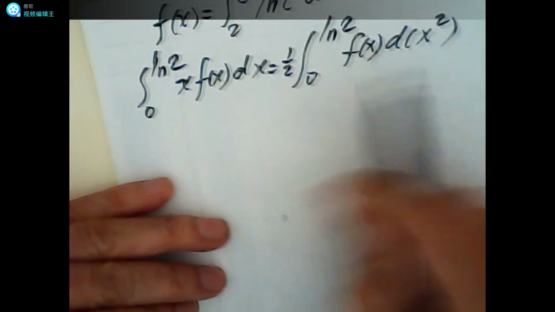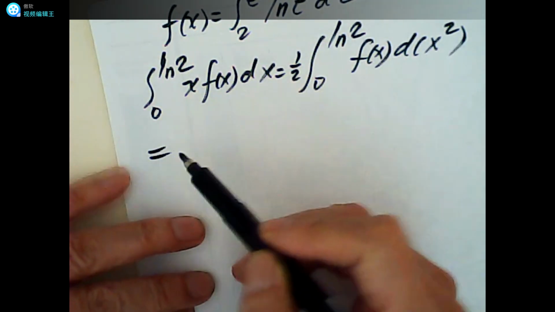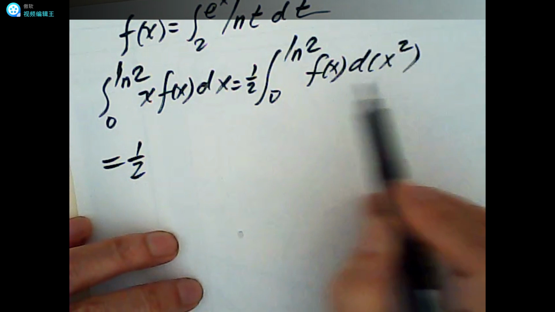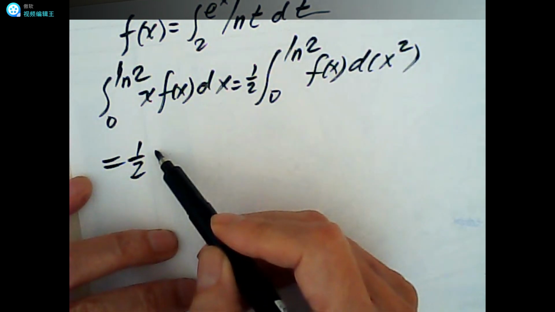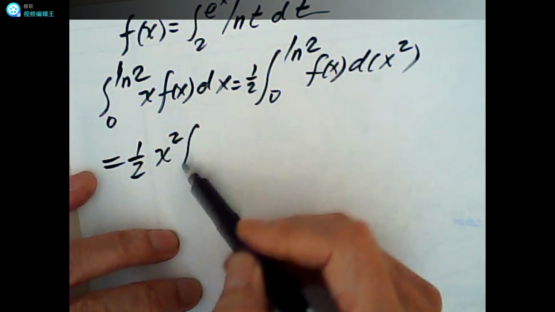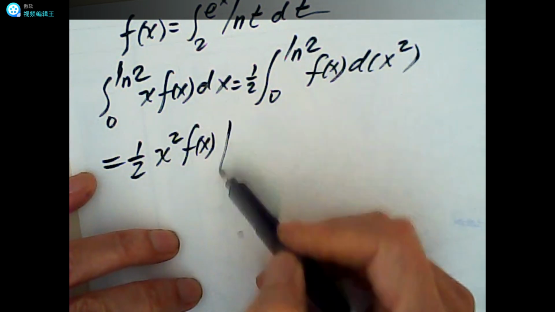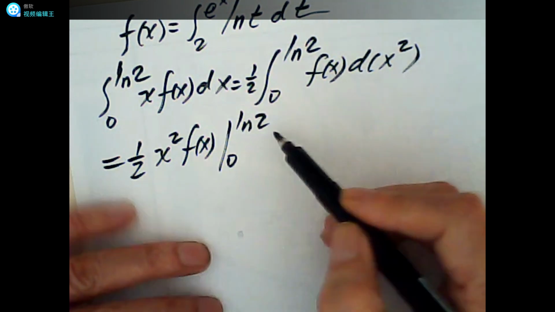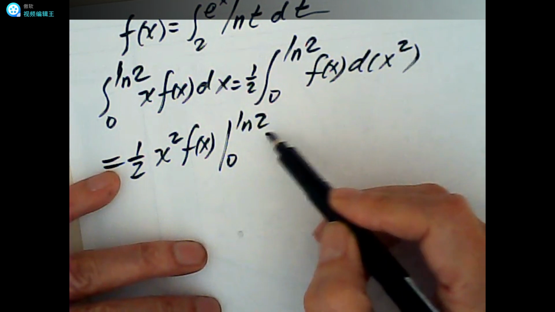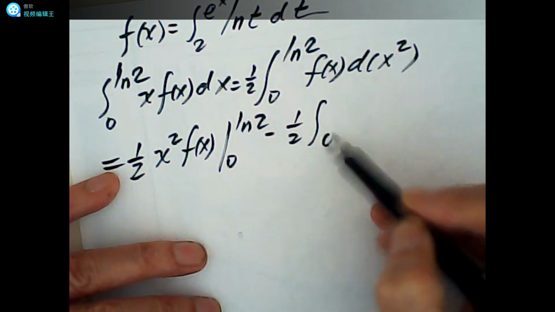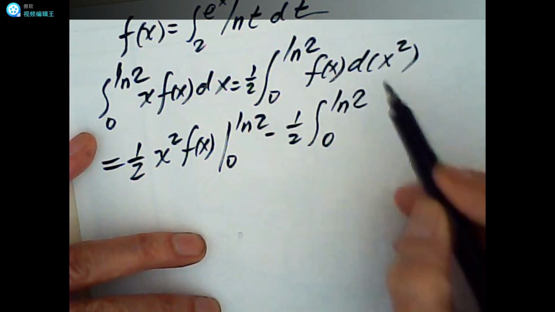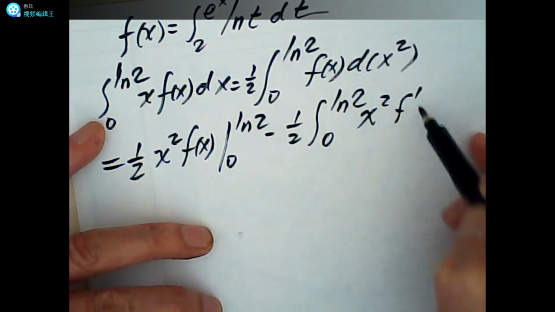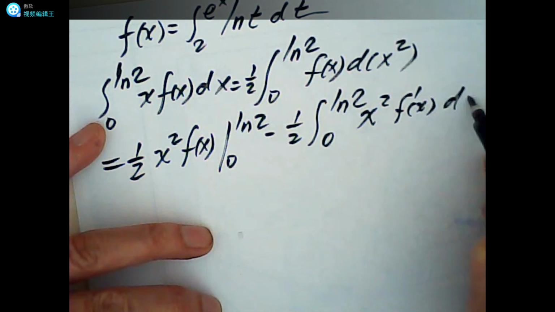Yeah, then you see we can use by parts. By parts, this is 1/2. This is u, this is v, right? So uv is this, f of x, from 0 to log 2, and minus half v du. V is this. Du is f derivative with respect to x, and the dx.